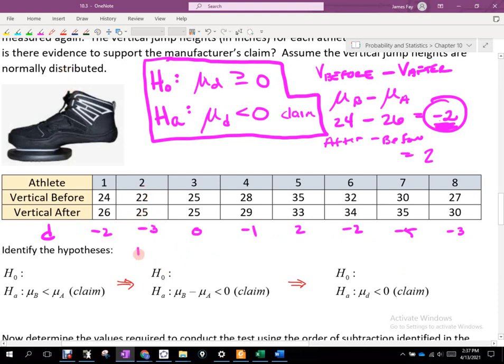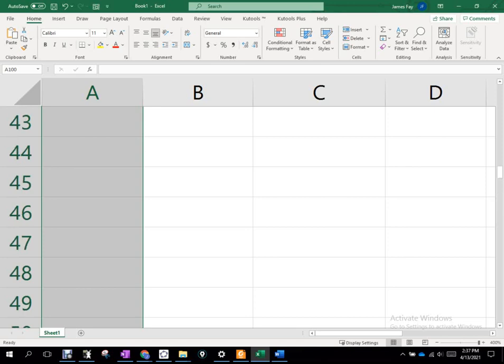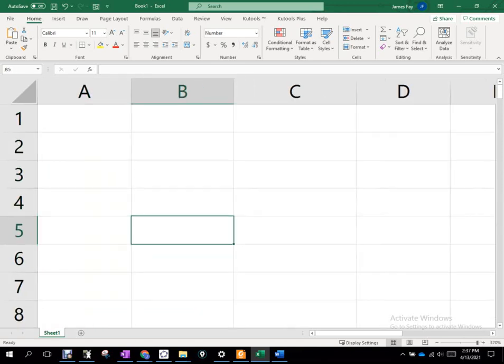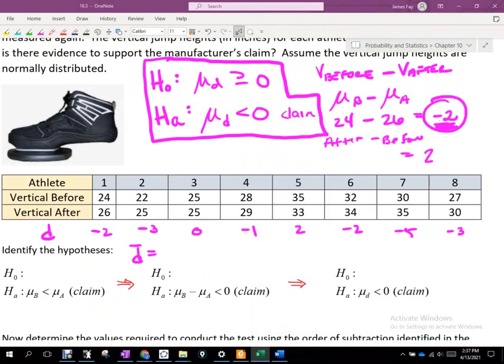Now we need to find D bar, which is the average of those 8 differences. I think might as well just establish this stuff in Excel real quick. Do you guys want to run through the standard deviation formula by hand? Probably not. So let's go ahead and do this. I'm just going to type it in. I'm going to type this one in column A. I'll type this row in column B. 24, 22.